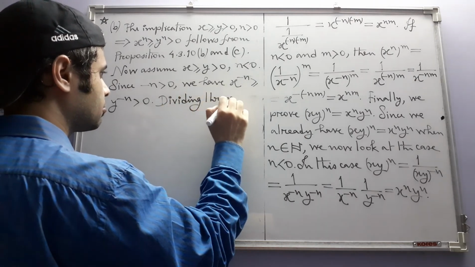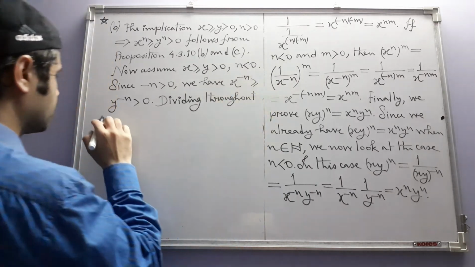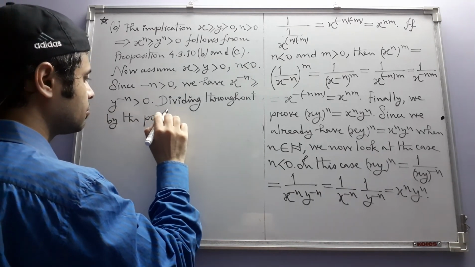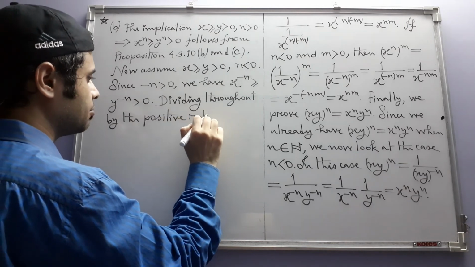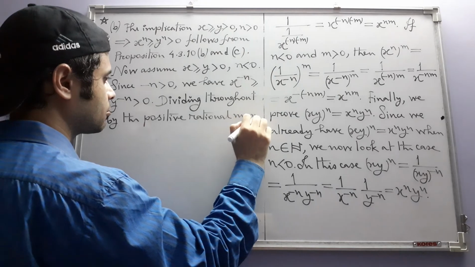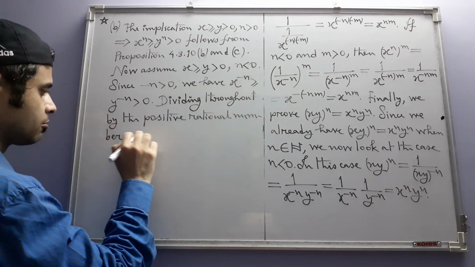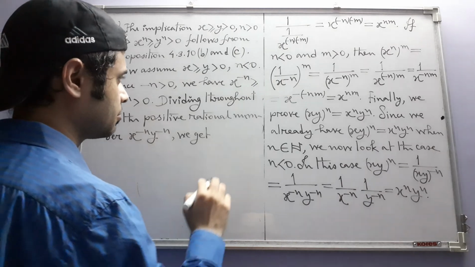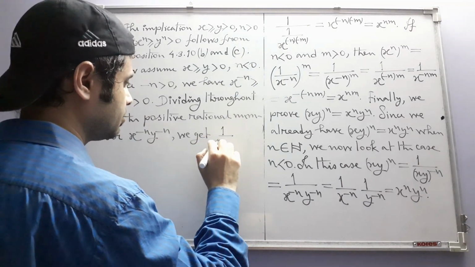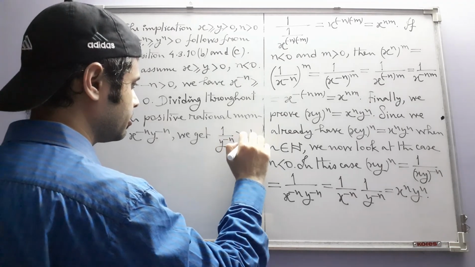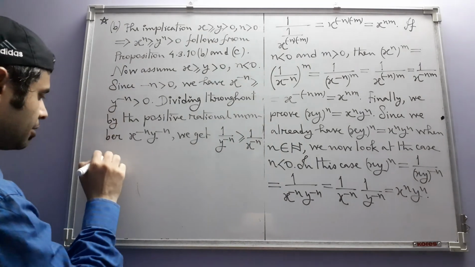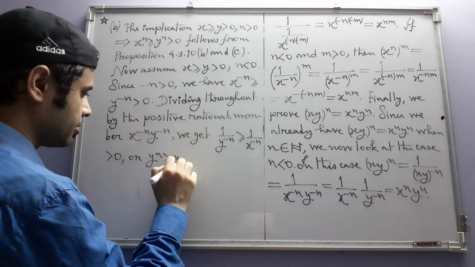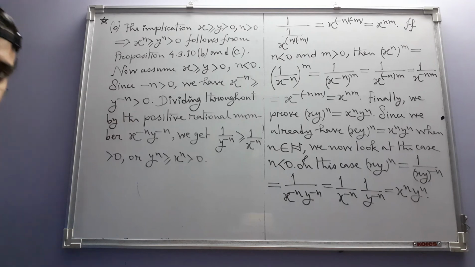Dividing throughout by the positive rational number, this we get 1 by y to the power minus n greater than or equal to 1 by x to the power minus n greater than 0, or y to the power n is greater than or equal to x to the power n, that is greater than 0. So that's what we had to show.